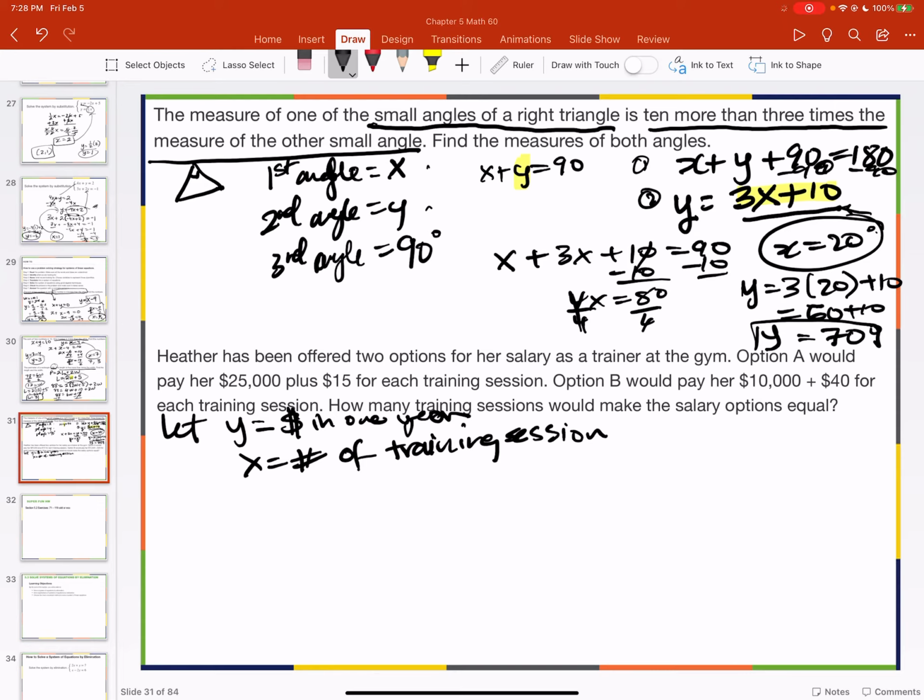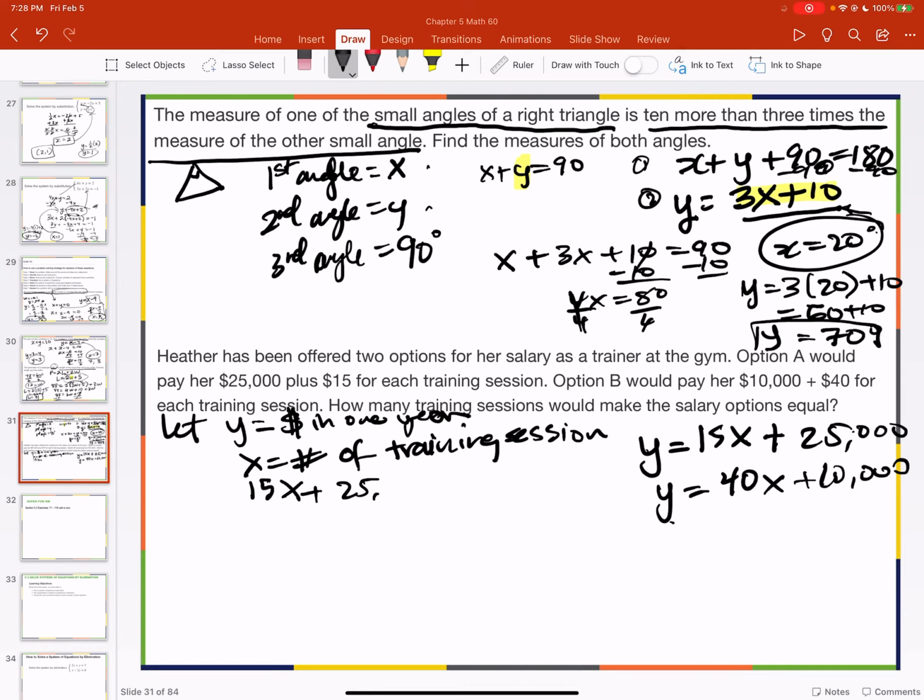So basically, option A gives us the following. y is equal to 15 per each training session, so 15x, that's how much money she's going to make, plus 25,000. And then the other one is going to be 10,000 plus 40 times each training session, so 40x plus 10,000. Okay, so we set them equal to each other and then see how many training sessions she needs to do. Since these are both y, we set them equal to each other: 15x plus 25,000 is equal to 40x plus 10,000.